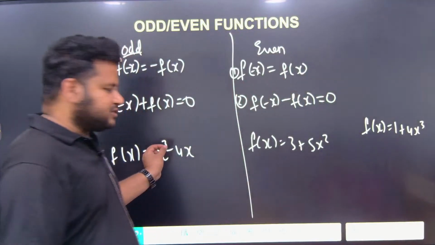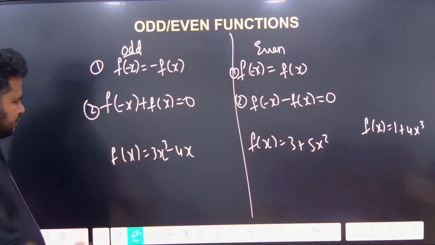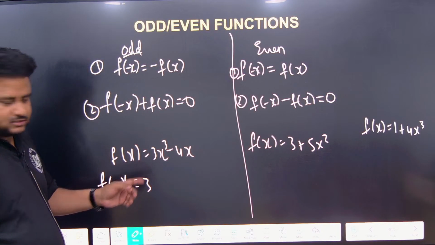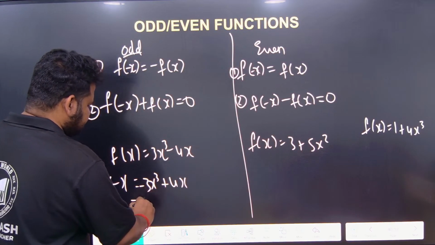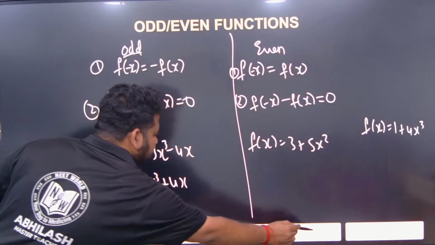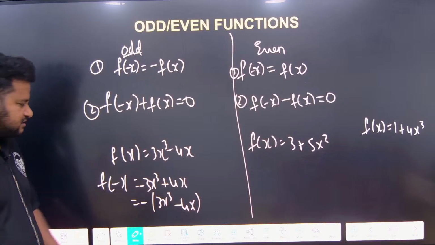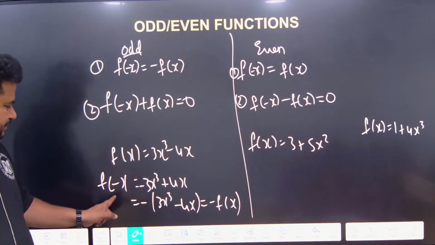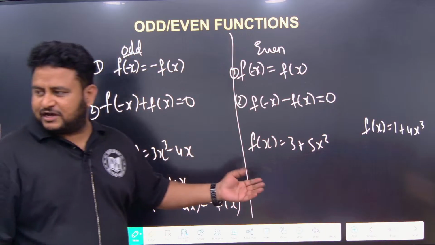So f of x is equal to 3x cube minus 4x. If you want to check if it is odd or even, first you have to find out f of minus x, correct? F of minus x is 3 into minus x whole cube, which is minus 3x cube, plus 4x. So I can write this as minus, if I take outside, 3x cube minus 4x. 3x cube minus 4x I will get. That means it is equal to minus f of x. F of minus x is equal to minus f of x. That means this is odd.